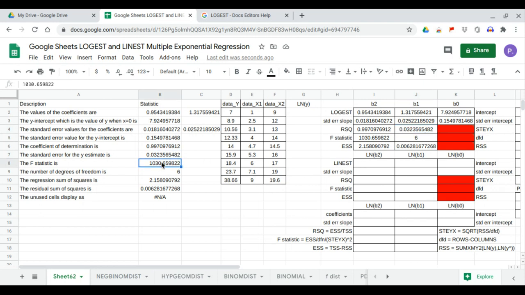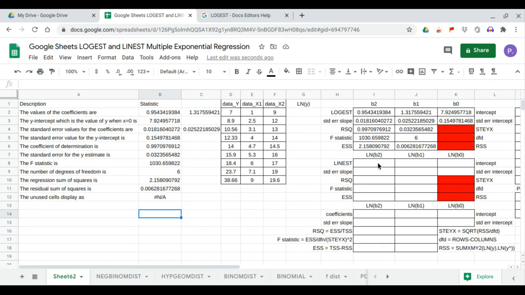The F statistics, 1030, this also matches. The number of degrees of freedom is a match here. And the regression sum of squares, also known as ESS, that's 2.15. The residual sum of squares, also known as RSS. And this unused cell, we mark it red because there's no statistics. We will calculate each output.